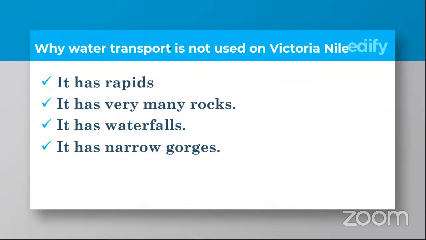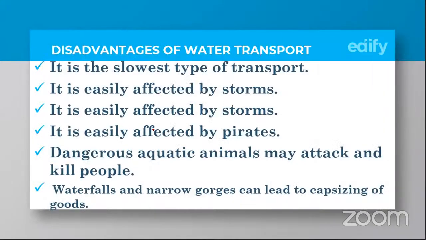I want to emphasize these few things as we continue. One, why water transport is not commonly used along the River Nile, especially the Victoria Nile. We have given examples. The Victoria Nile has got rapids, it has many rocks, it has waterfalls, and it has narrow gorges. Look at the spelling of gorges. Take note of that. Now we are going to get back and see the disadvantages of water transport. We have looked at that. We have also seen the advantages.